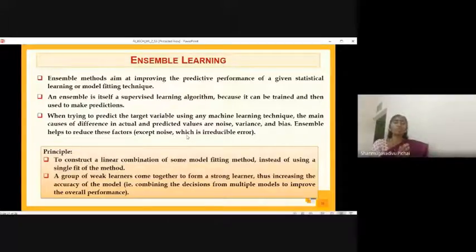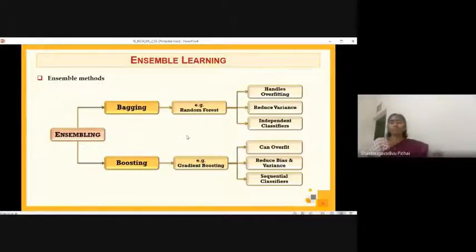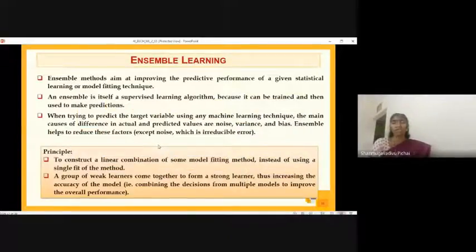So instead of going for a single fit, you are going to have multiple fits, and then you try to modify them, and according to that, we will be able to arrive at the best solution. Suppose we have a group of weak learners, they come together to form a strong learner, thus increasing the accuracy of the model. That is by combining the decisions from the models for the overall, right?